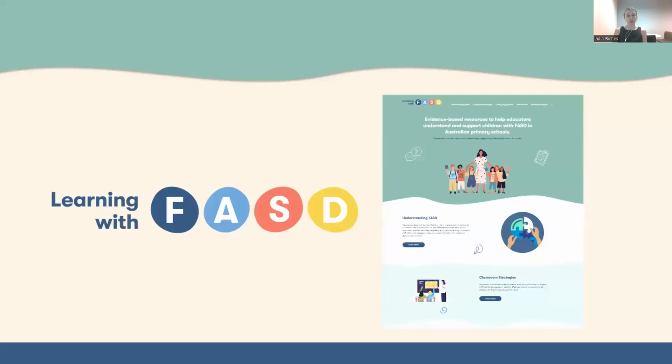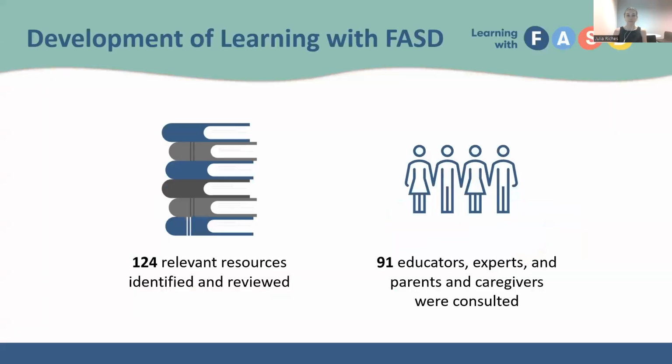So I'm just going to quickly provide some information on Learning with FASD and the resources that we have on the website. So Learning with FASD is funded by the Australian Government Department of Health and Aged Care, and it was developed as a collaboration between the Matilda Centre, Australian educators, and leading experts. So it's a centralised access point for evidence-based resources that assist primary school teaching and support staff to understand and support children with FASD in Australian schools.